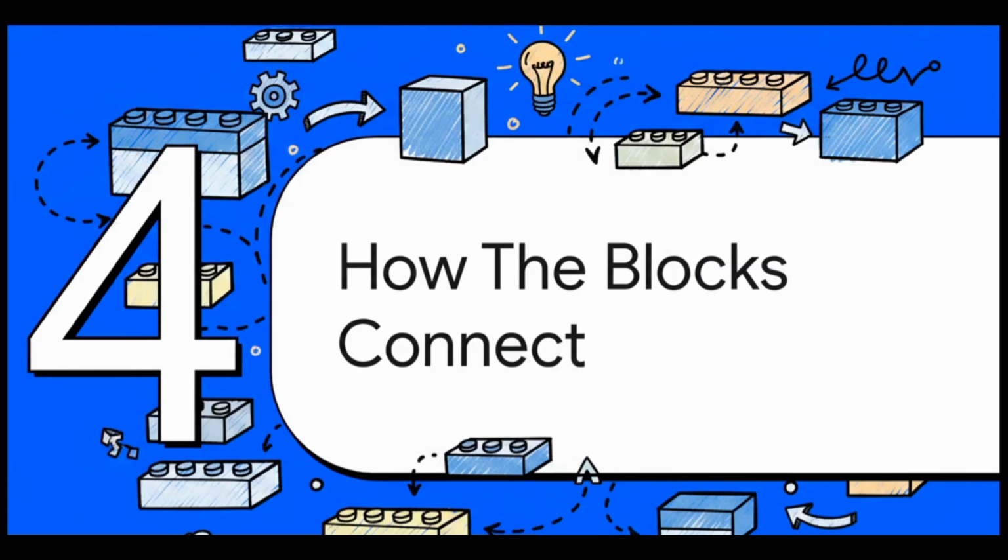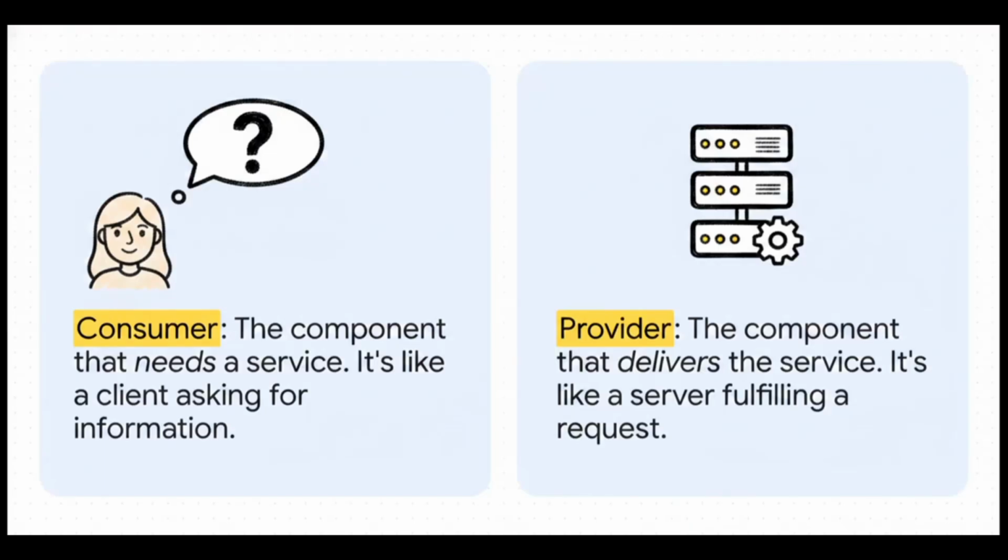Okay, so we've got all these independent services, right? These Lego blocks, but how do they actually work together? How do they talk to each other to get things done? Well, the process is actually beautifully simple. In any interaction, you've really only got two key players. First, you have the consumer. That's the part of the app that needs something done. Think of it like a client asking a question. And then you have the provider. That's the service that has the answer or performs the task. It's like a server ready to respond.